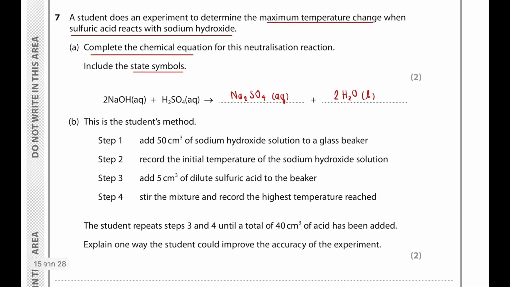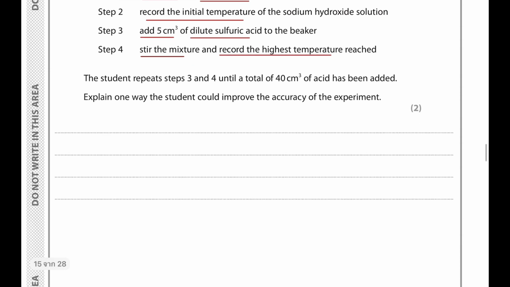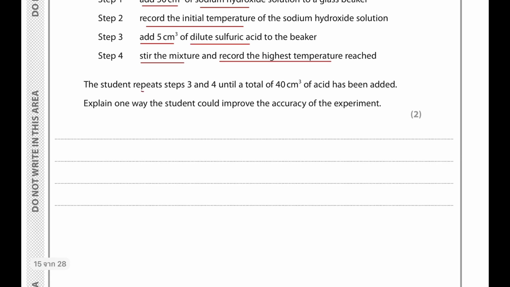Then question B. This is the student method. Step 1, add 50 cubic centimeters of sodium hydroxide solution to a glass beaker. Step 2, record the initial temperature of the sodium hydroxide solution. Step 3, add 5 cubic centimeters of dilute sulfuric acid to the beaker. And step 4, stir the mixture and record the highest temperature reached. The student repeats step 3 and 4 until a total of 40 cubic centimeters of acid has been added.